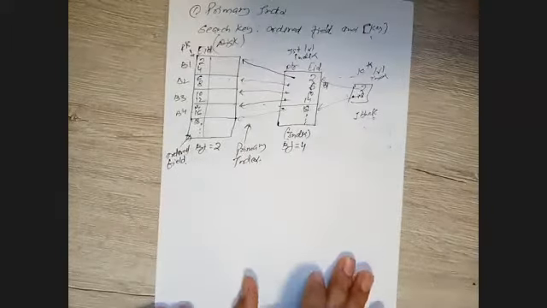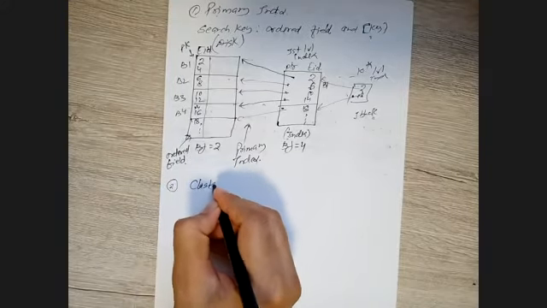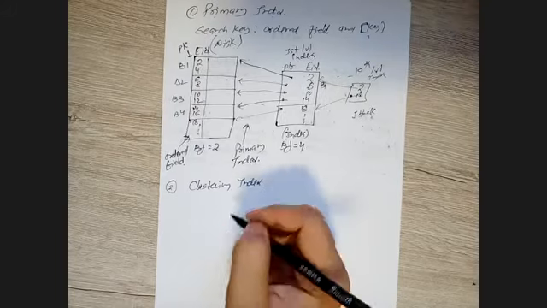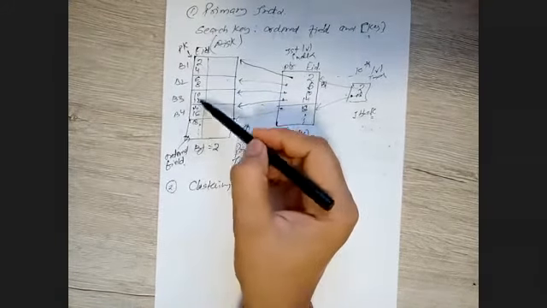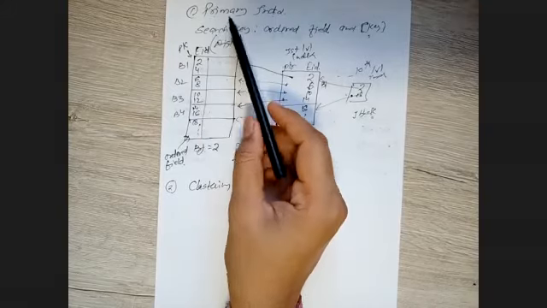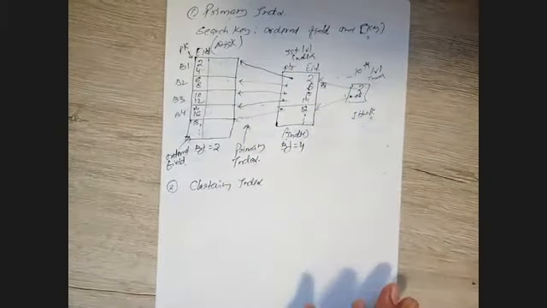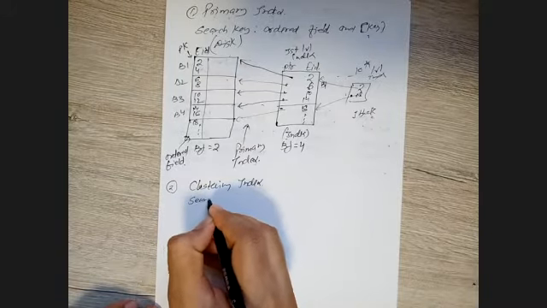Now let's see the second, that is clustering index. And remember, when the ordered field values are not in sorted order, we cannot use primary indexing. Okay, so now let's see the cluster index. What is the search key over here?